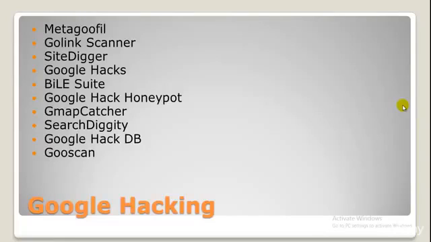Google Hack Honeypot, and you can check it at ghh.sourceforge.net. GHH implements the honeypot theory to provide additional info security to your web presence. We have Gmap Catcher, Search Diggity, Google Hacking Database, as I showed you, and finally GooScan. GooScan is a tool that automates queries against Google search appliances, and these queries are designed to find potential vulnerabilities on your websites. So that would be it for this tutorial.